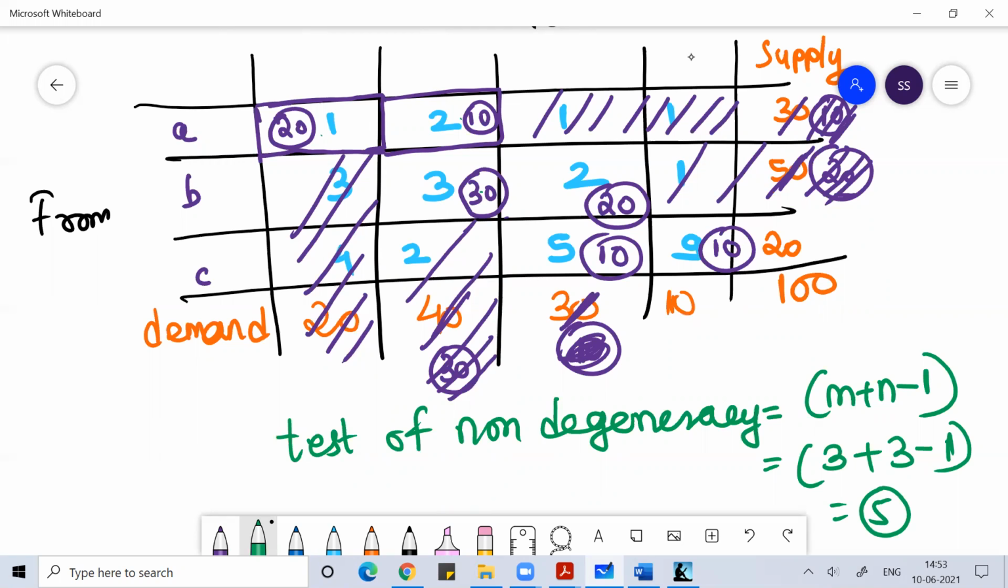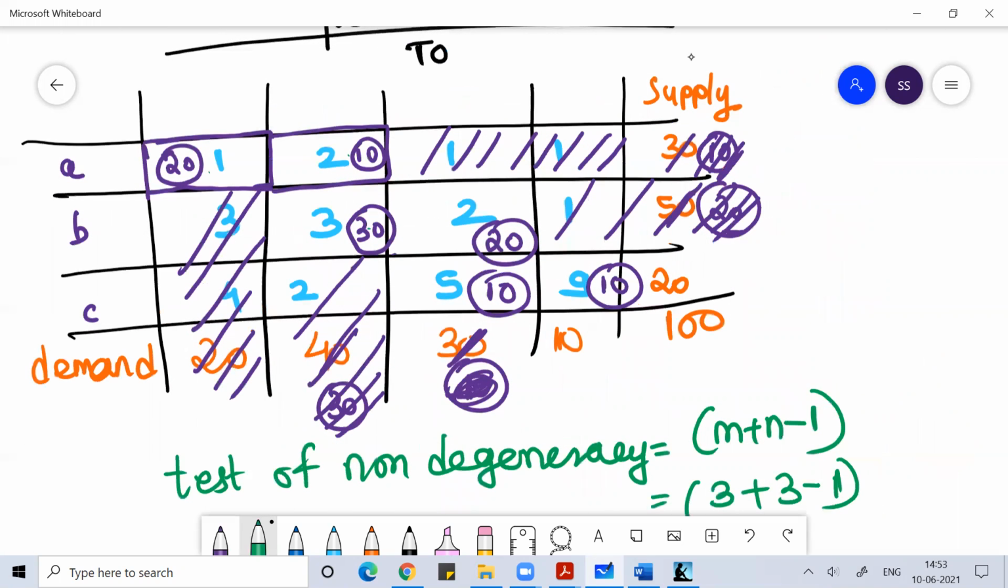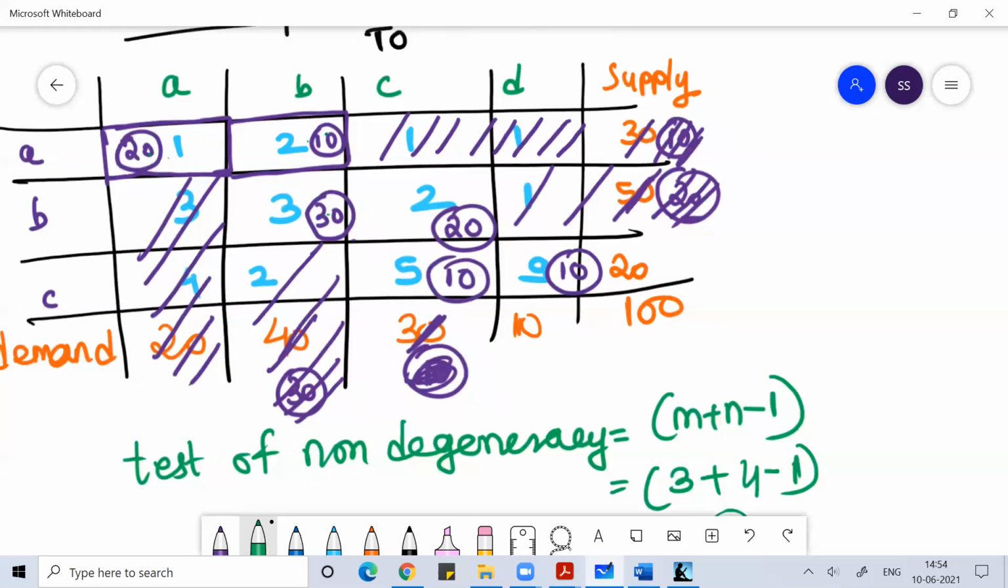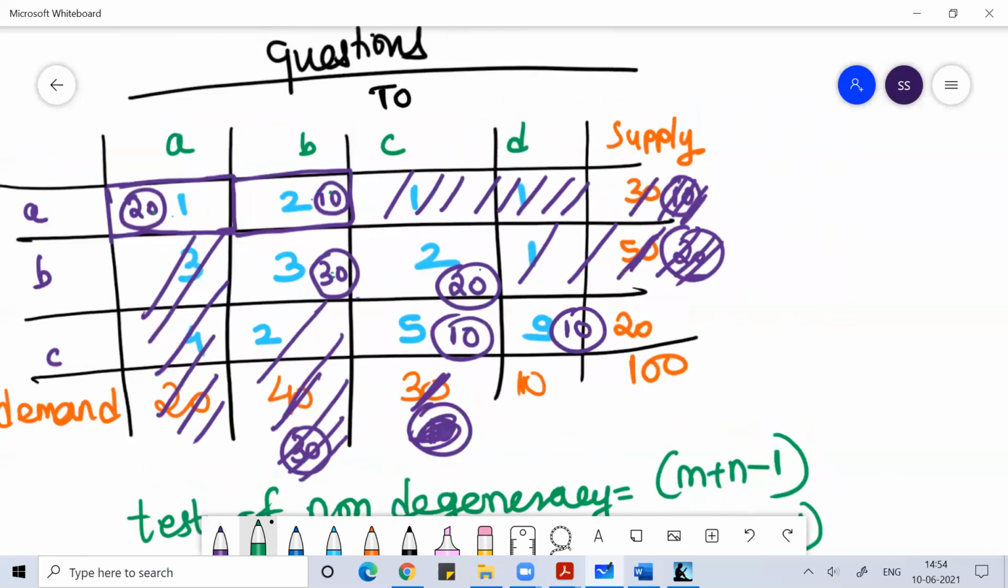Now, total number of rows is 3, total number of columns is 4. The columns are A, B, C, D. So you can see 3 plus 4, 7, 7 minus 1, 6. The total number of allocations should be 6. You can count the allocations: 1, 2, 3, 4, 5, 6. Now, once you're done with this, you can find the total cost.